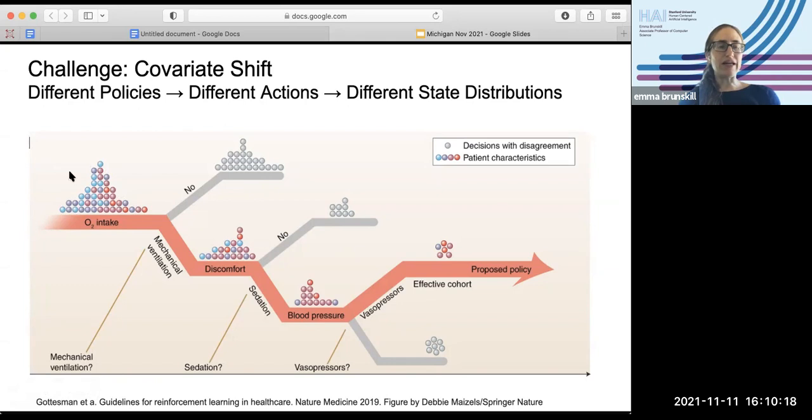So for example, looking at the very first case, you might imagine that based on the particular oxygen intake, maybe our policy would say, let's do mechanical ventilation, but only some patients got mechanical ventilation. So we lose part of our effective sample size. And then imagine that some of those people are in discomfort, and so our policy would use sedation. And so then again, you can see that as we make this sequence of decisions, the effective cohort of people that received the decisions that match our policy of interest gets smaller and smaller. And there are different ways to try to address this, but they often require making different sorts of assumptions about the underlying domain.